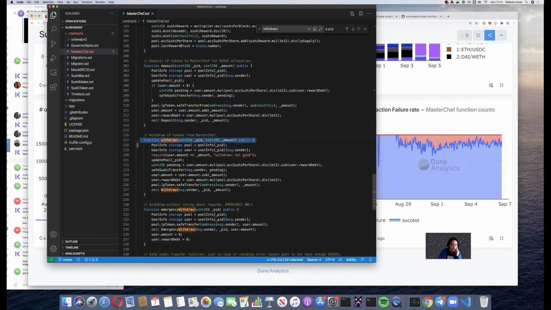So in withdraw, you have to pass PID and amount, and first you just check if the user has any amount, and it does update pool stuff, which calculates things. Then you just transfer. I think this is similar. This is kind of where Nick's graph was showing. And do you want to look at update pool as well?